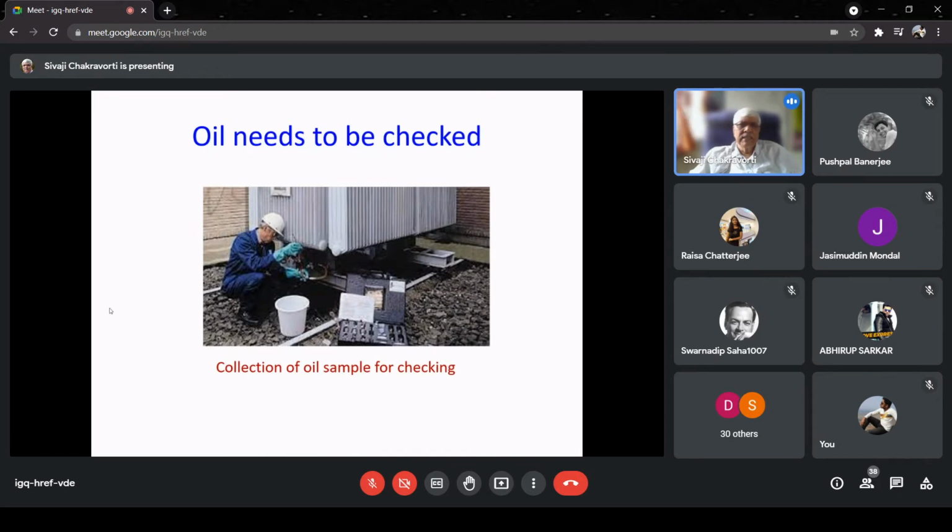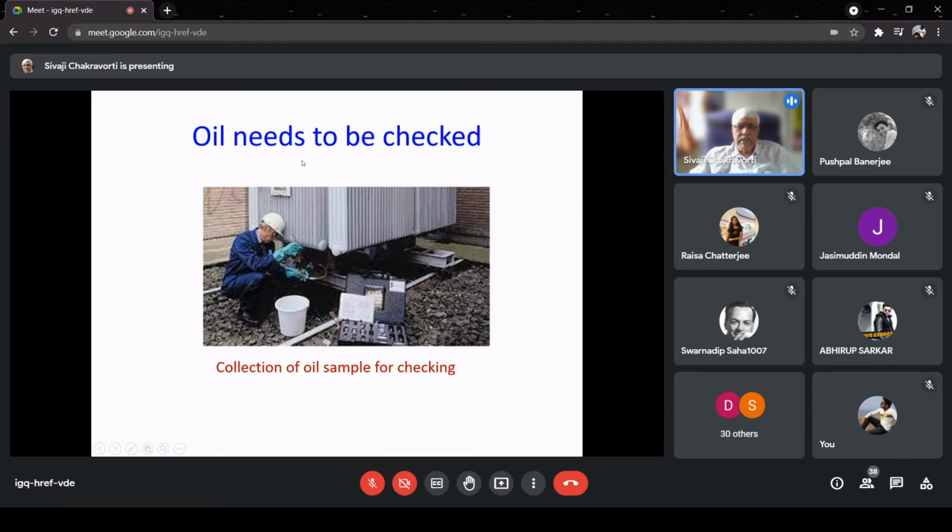For that, all the transformer tanks, here you can see the transformer tank. These transformer tanks always have two oil drain valves. These are called oil drain valves. Typically one valve is at the bottom. Here you can see the person collecting oil, and there will be one at the top.